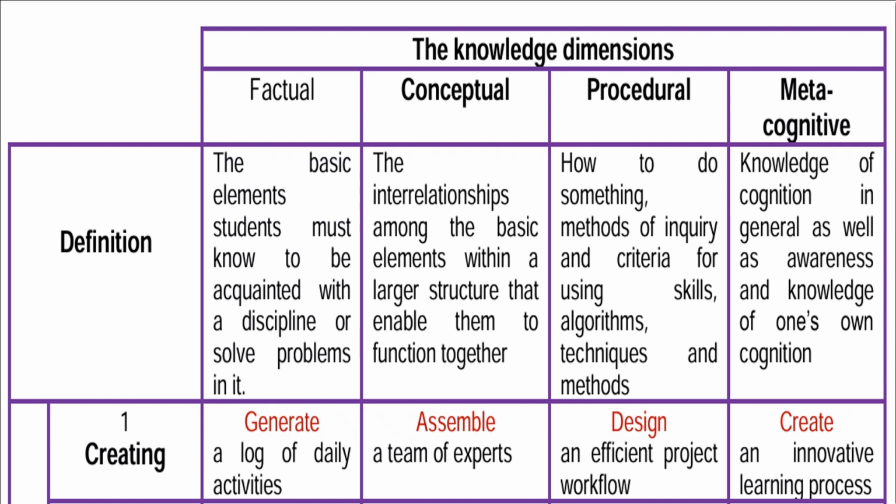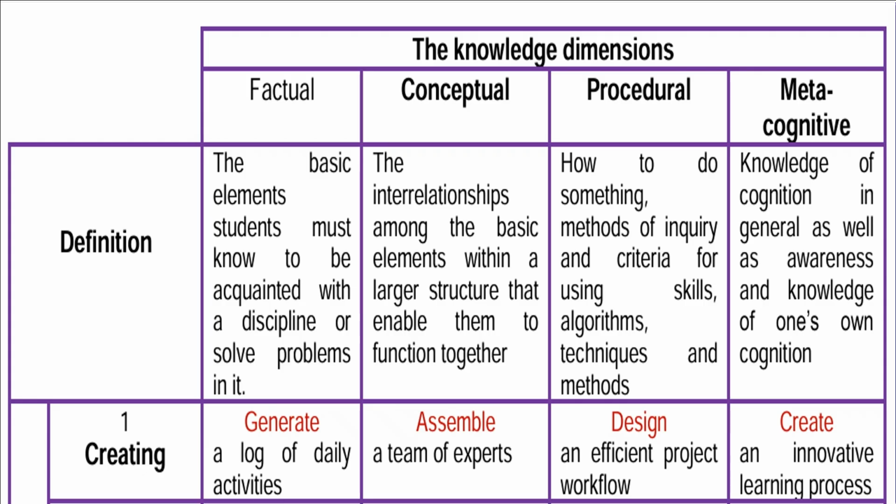Definition: factual: the basic elements students must know to be acquainted with a discipline or solve problems in it. Conceptual: the interrelationships among the basic elements within a larger structure that enable them to function together. Procedural: how to do something, methods of inquiry, and criteria for using skills, algorithms, techniques, and methods. Metacognitive: knowledge of cognition in general as well as awareness and knowledge of one's own cognition.